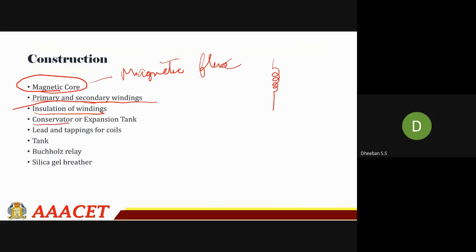Then the conservator or expansion tank. I'll be explaining about the function of this. Lead and tapings for coil. These are the things which you can see at the top of the transformer in your nearby area itself. Over this only they'll be taking out the coil tapings. Next is the tank which holds your transformer. Next is the Buchholz relay. Regarding this, I will be covering in the upcoming slides. Then silica gel or breather.